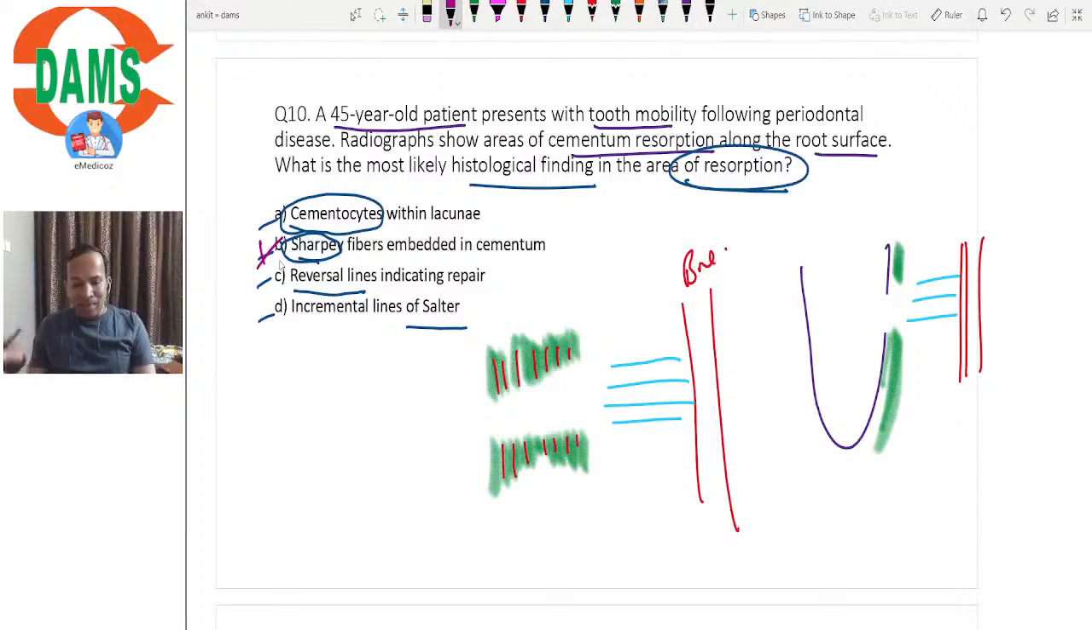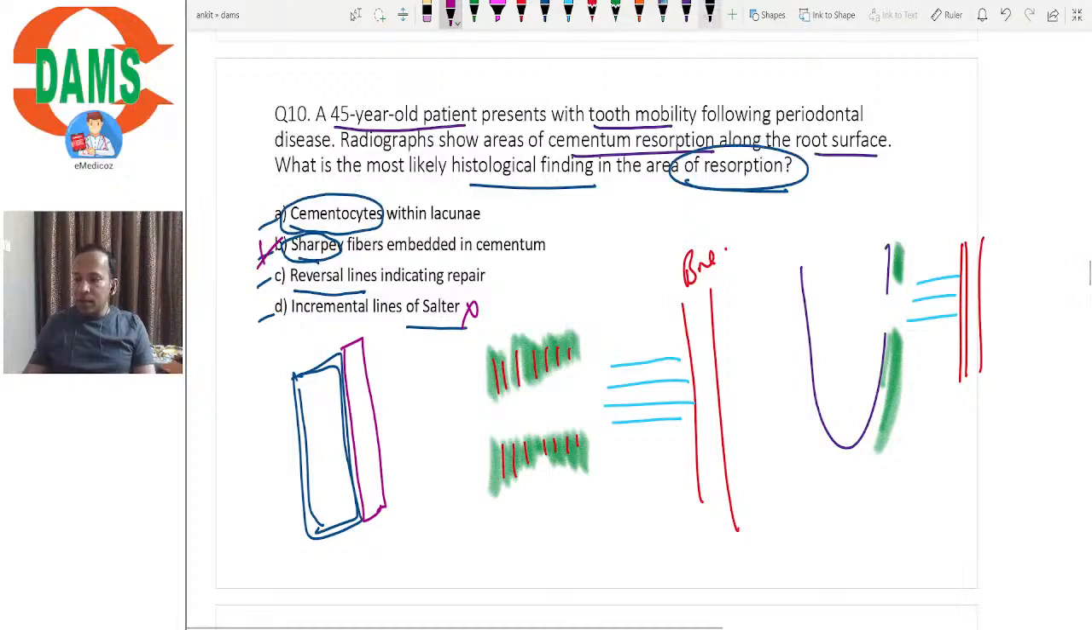So option A is incorrect, option B is incorrect, and as we discussed with Anshul, option D is also incorrect, isn't it? Incremental lines of Salter. So what will happen? Just like the bone, what happens is when there is a resorption, let's say this is the dentine, and overlying the dentine is the cementum, right? And then there was this PDL.